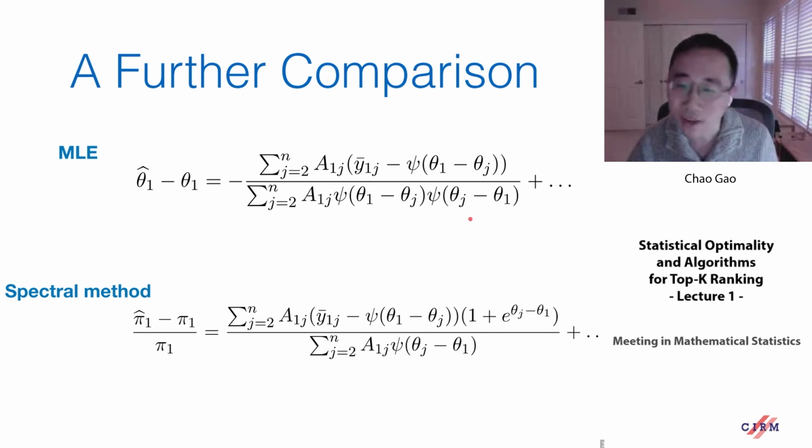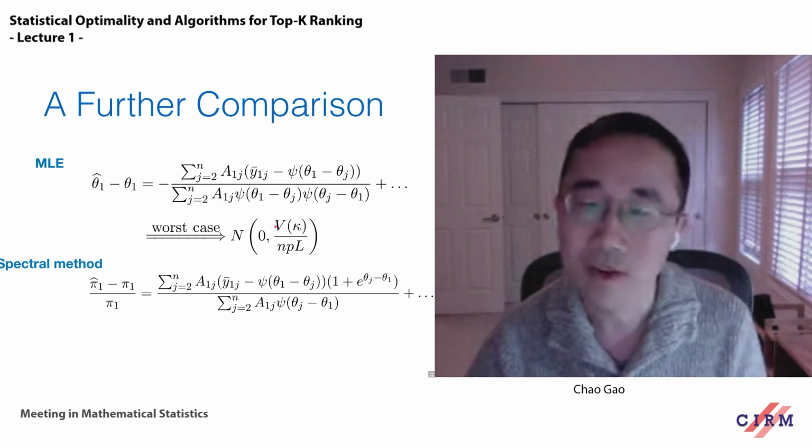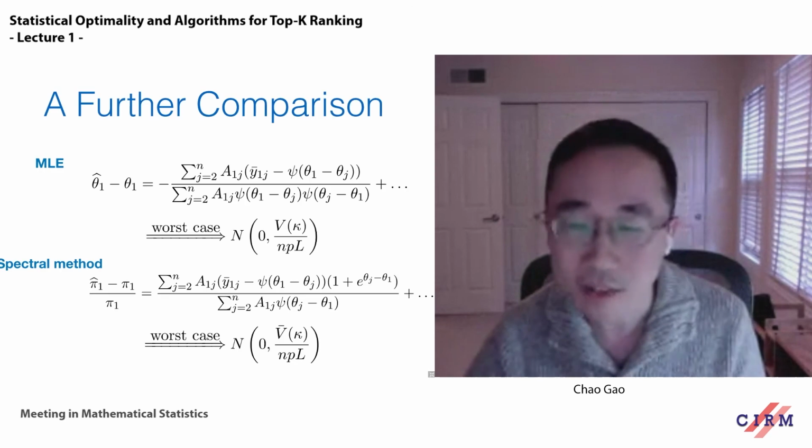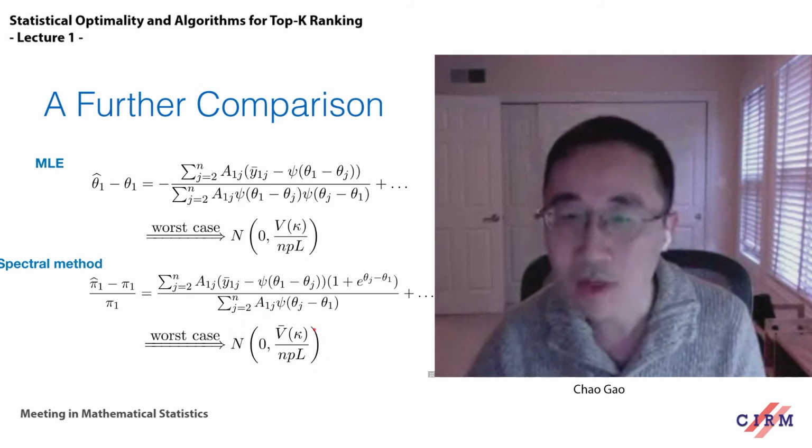Now we can directly compare the two stochastic error terms that appear in the expansion of the maximum likelihood estimator and the stationary distribution estimator. Intuitively, what you can argue, and this is not rigorous, this notation is a non-rigorous notation. It means the tail behavior of this quantity is basically the same as the tail behavior of this Gaussian distribution in the worst case. In the worst case, the tail behavior of this error term is given by the Gaussian distribution with mean 0, variance given by V over NPL. In comparison, the tail behavior of this term, from the spectral method, in the worst case, is determined by a Gaussian distribution with a different variance function.